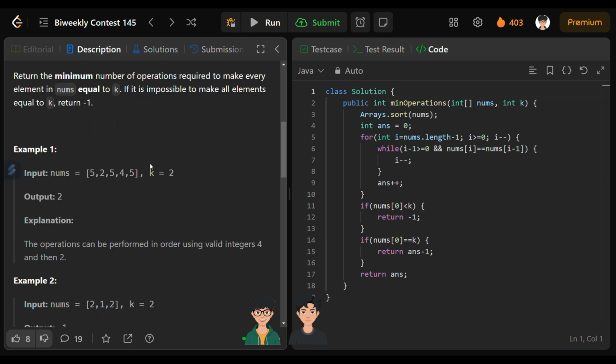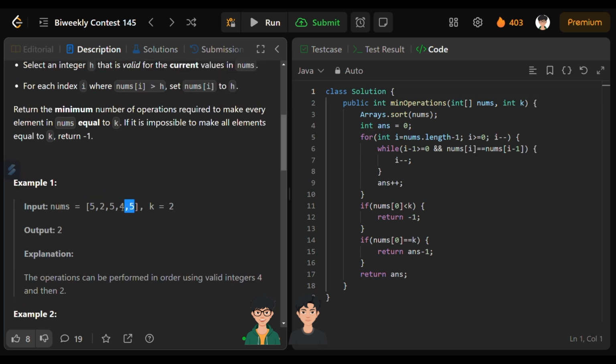So what will happen in this question is, let's suppose you sort the array first. The array will be 2, 4 and triple 5. Now let's say you take 4 as h. The elements which are greater than 4 are 5, 5 and 5. So you will now replace those 5s with 4. Now what you will get is 2 and 4 times 4.